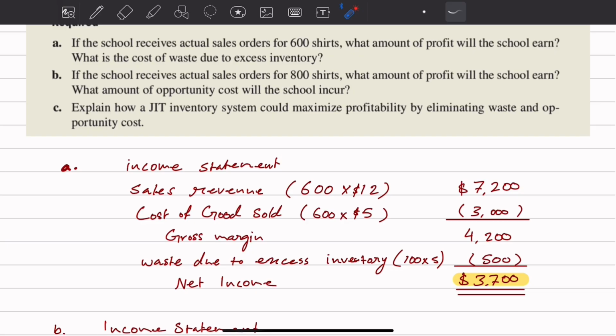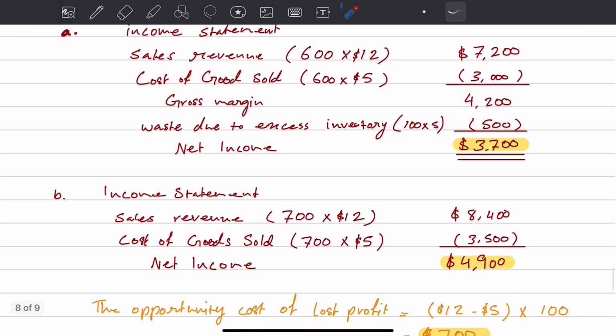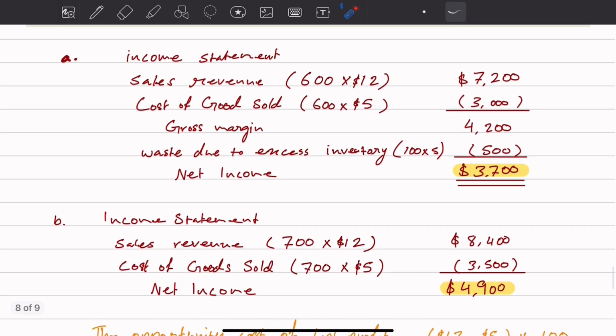So if they manage to implement an effective just-in-time inventory system, they will get rid of both problems that happen with holding the inventory, okay? So they would not have to keep any inventory, and they will also eliminate the chance of incurring any opportunity costs. Okay, this is how we solve this exercise 1-14A.